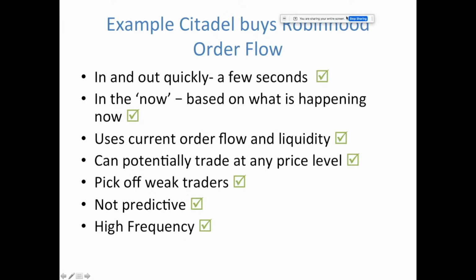If I'll just move that away a little bit. Sorry. If we think about an example, so most people out here, we know that Citadel buys Robinhood's order flow. So retail traders are putting their orders into Robinhood, and that gets routed through Citadel. Citadel are paying to trade that order flow. And we can categorize Citadel in that sense as an order flow trader. So let's have a think about how Citadel does and see if it ticks these boxes.